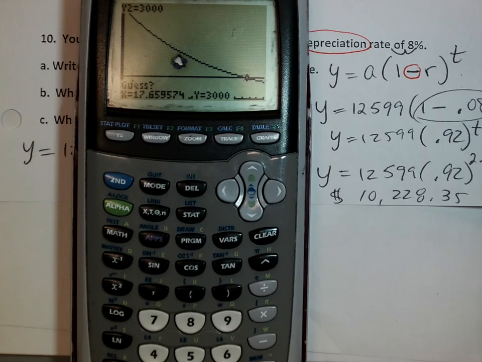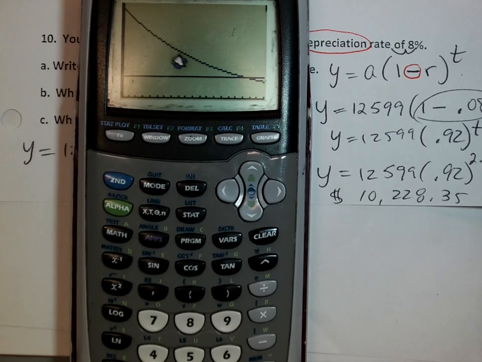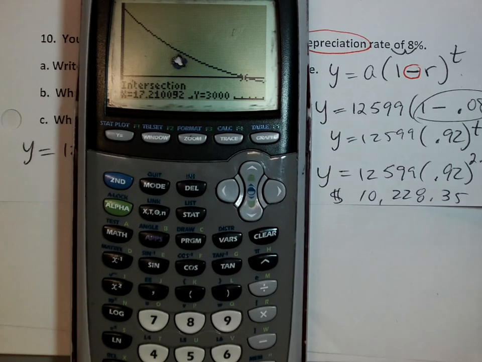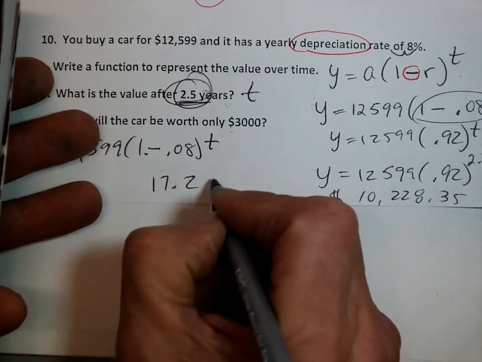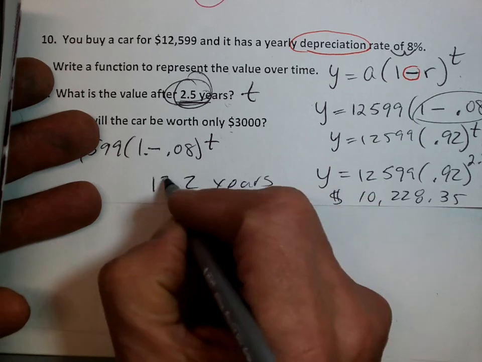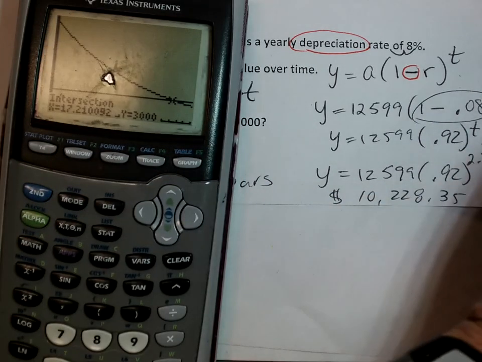Enter, enter. You don't really need to guess. It's a feature on the calculator that makes you think, oh gosh, I think it's right there. Yeah, it is. Boom, there it is. It's exactly at 17.2 years where the value is 3,000. Okay. Now I'm going to stop recording.